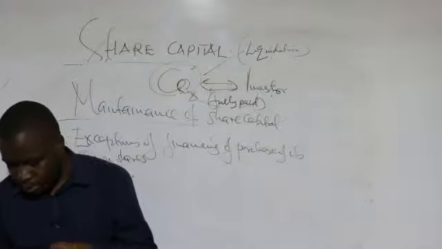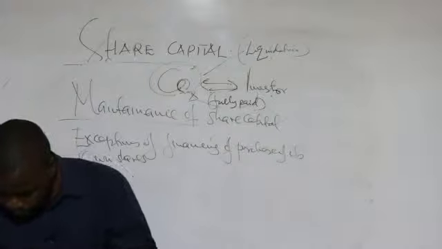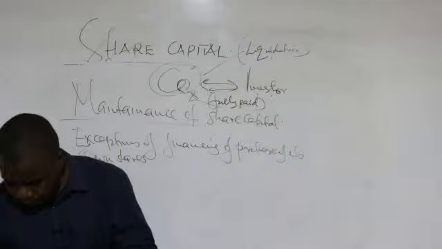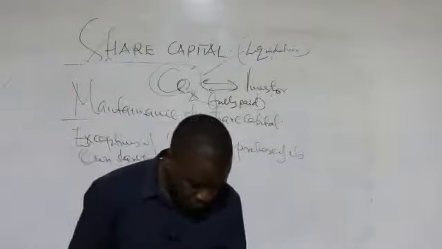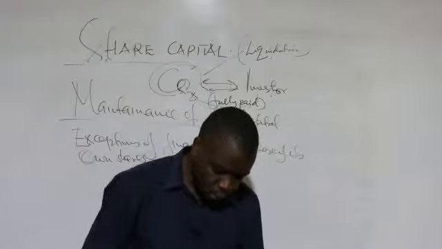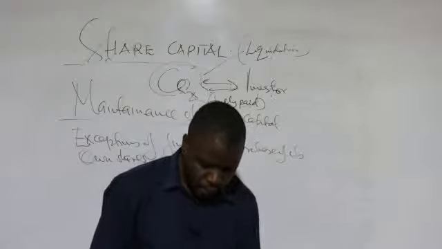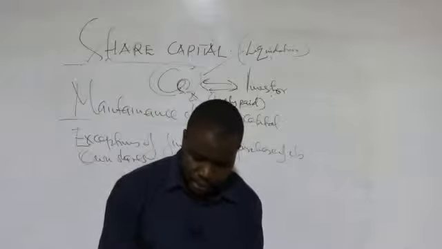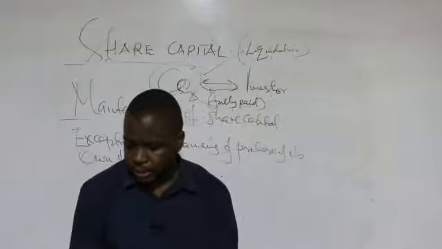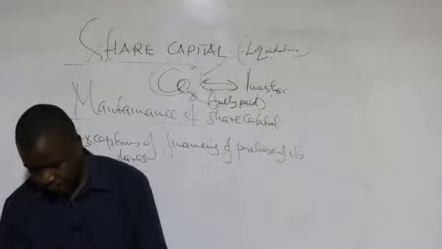So we can have an employee scheme, or we can talk about the company giving out a loan to an employee, then eventually the employee uses the loan to buy the shares of the company. So in such a case, we can have those as exceptions, whereby the company can purchase its own shares.